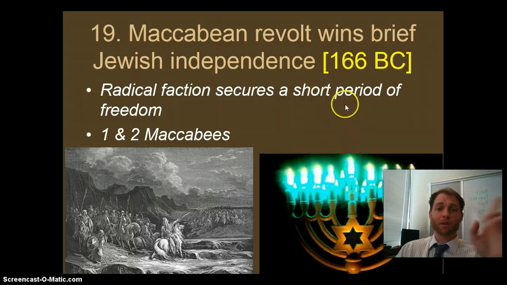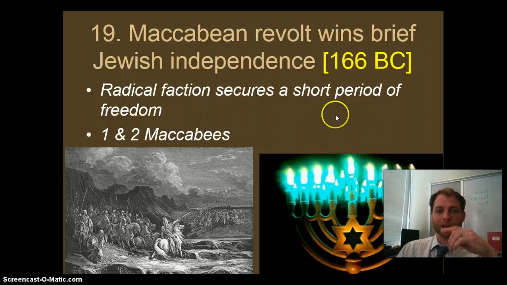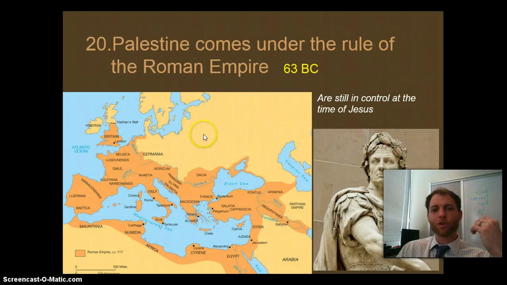Oh, by the way, before we get to number 20, the story of Hanukkah comes from this period. You can read about it in the books of Maccabees. It's about their revolt against the Greeks. And then the Romans come through and they take over Palestine. This area is called Palestine now. And again, you'll notice the Fertile Crescent right there. Still nobody wants to live in the desert.